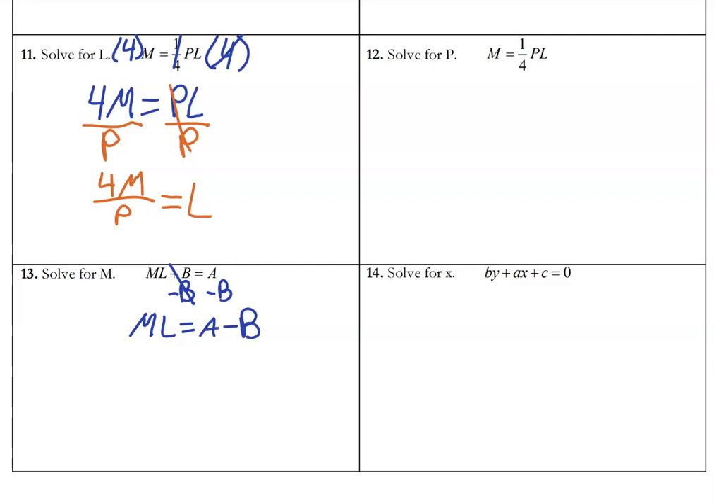Okay, and then our last step is to get rid of the l, because I want m by itself. So I need to divide by l to cancel that out. And then I do the same thing on the other side. Divide by L. So m is equal to a minus b over L. Okay. And that is it.